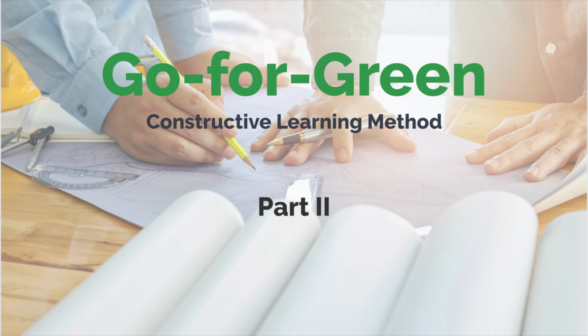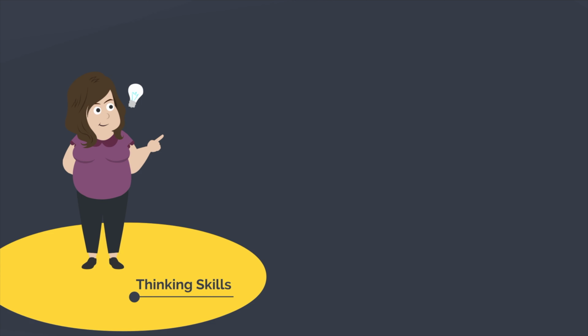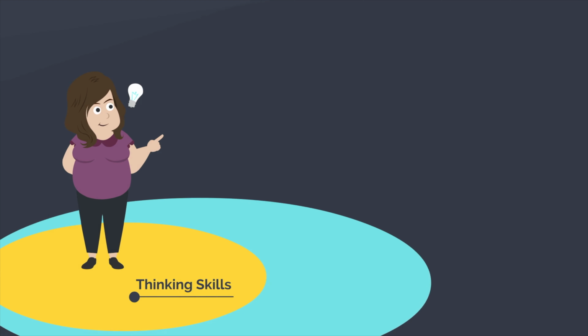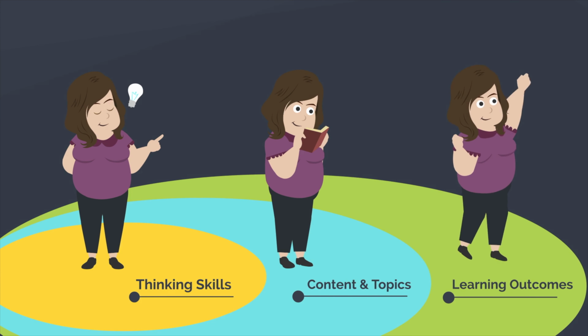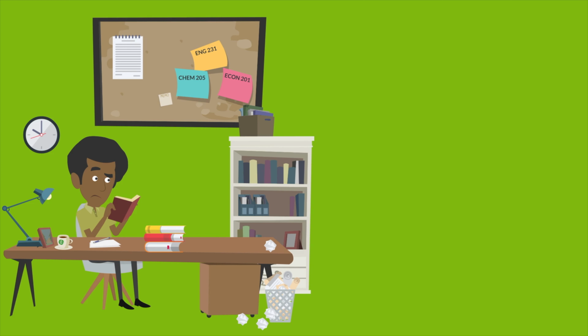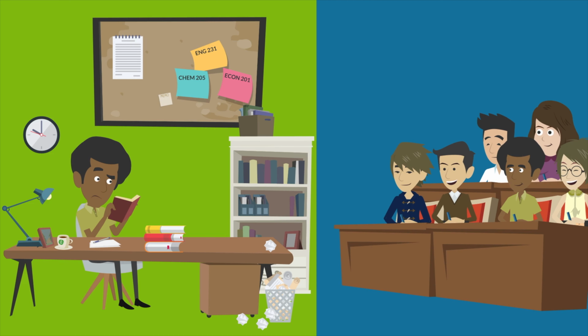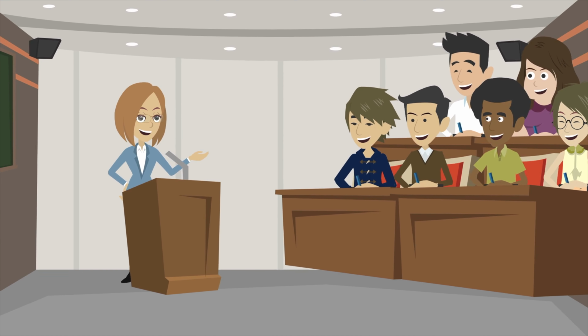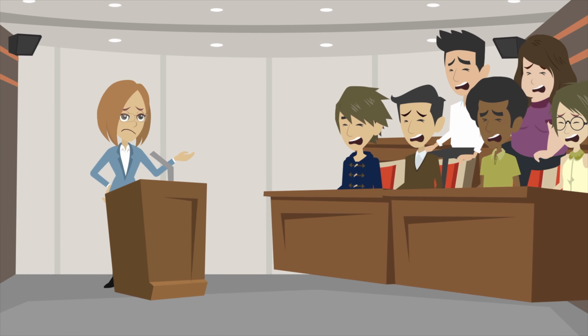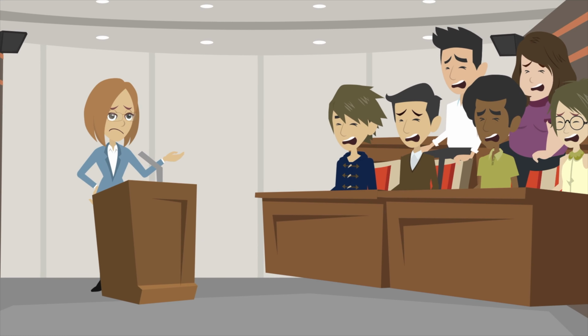The purpose of the Go for Green constructive learning method is to help students strategically use their thinking skills to transform course content and course topics into the more valuable course learning outcomes. This transferable skill ensures that the interactions students have during studying will match those needed for the test and tasks. This method completely eliminates those pesky false confirmations. You know those, "I thought I studied well until I got to the test" moments that plague so many students.